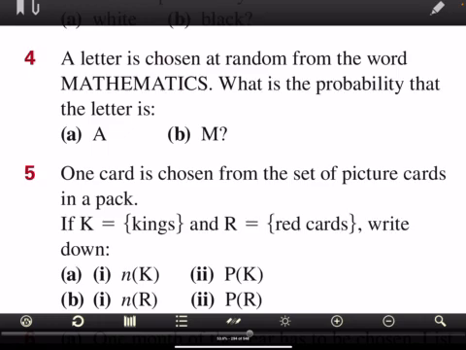So there's 11 letters in total there, and there's 2 A's. It means 2 divided by the total. That's 11. It's 2 divided by 11. And the M is the same. There's only 2 M's, so it's 2 divided by 11.